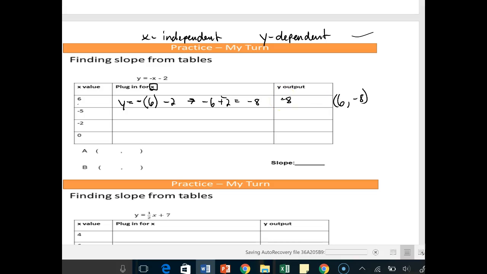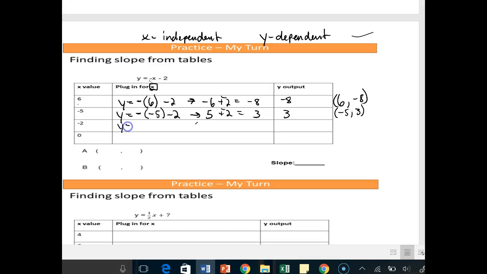Let's plug in for negative 5. Now watch this. Y is equal to, put your negative sign down because it already is a negative x, negative. Now put your parentheses, negative 5 minus 2. Big difference here, right? Because a negative times a negative is going to make that a positive 5 minus 2, or plus negative 2, which gives you 3. So when x is negative 5, y becomes 3. So it's negative 5, comma 3.